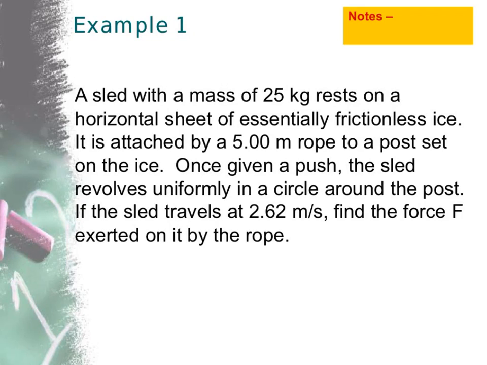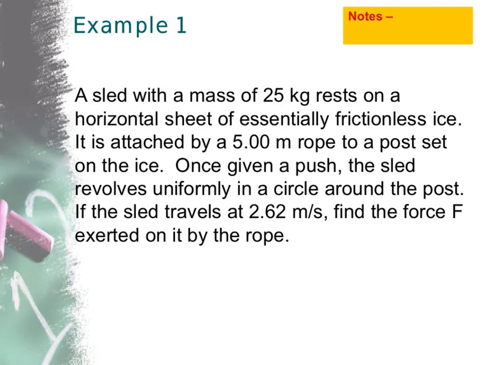Okay, so let me go through a couple of examples here. We have a sled with a mass of 25 kilograms, and it rests on a horizontal sheet of essentially frictionless ice. It's going to be attached by a 5-meter rope to a post set on the ice. Once given a push, the sled revolves uniformly in a circle around the post. If the sled travels at 2.62 meters per second, find the force F exerted on it by the rope.